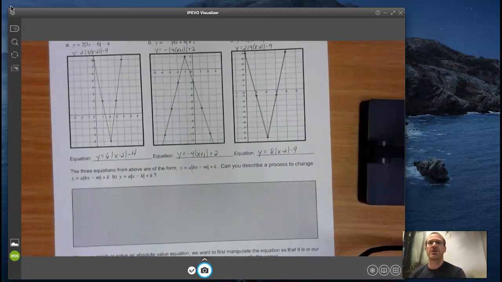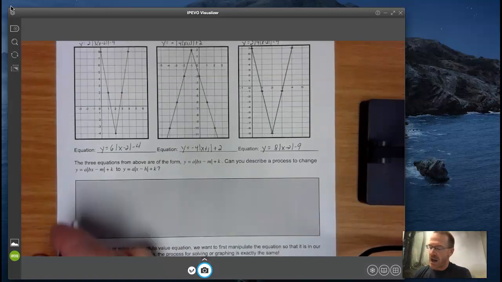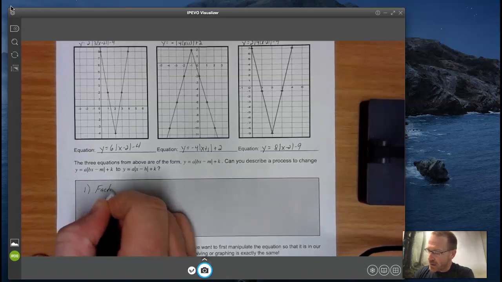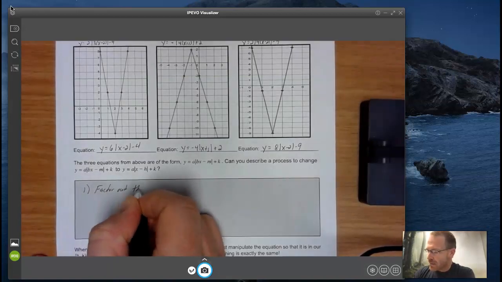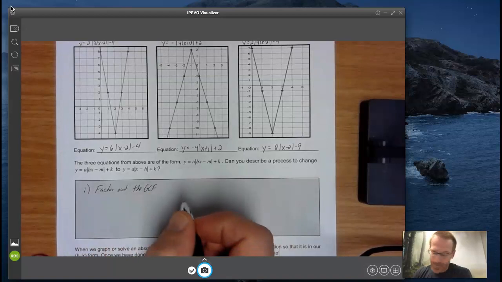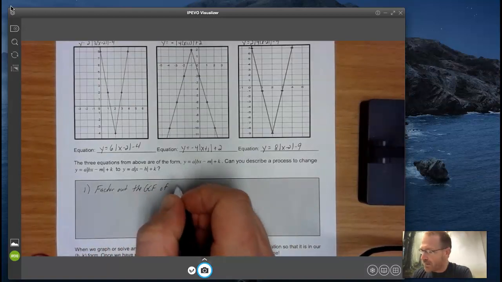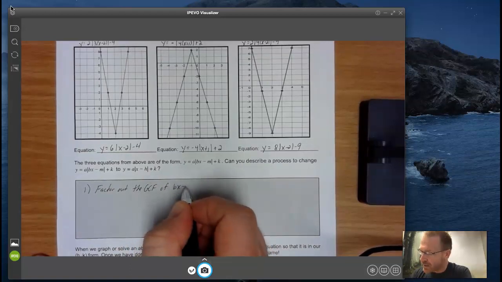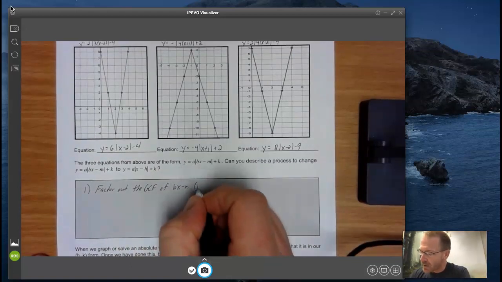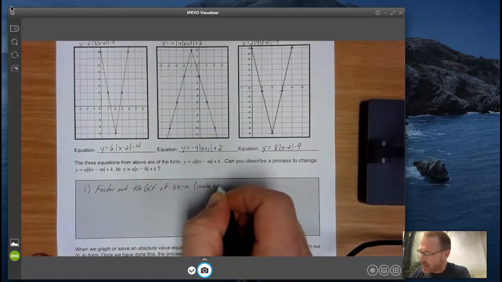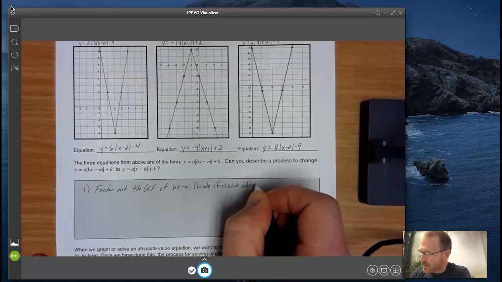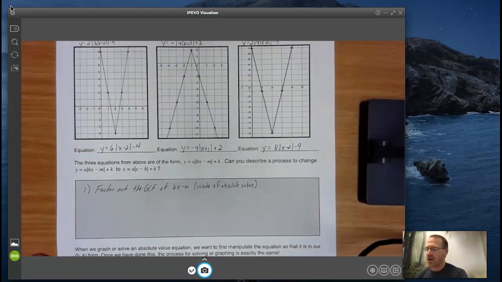All right, so let's go ahead and just summarize what we have to do. So the first thing that we want to do is factor out the GCF of, and I'll say that we have this form here, bx minus m, right? And this is the inside of our absolute values. That's what we want to do, right? So we want to factor out that GCF of the inside of the absolute value.